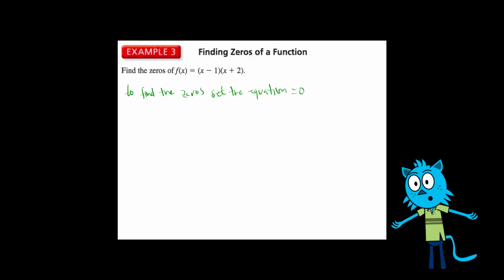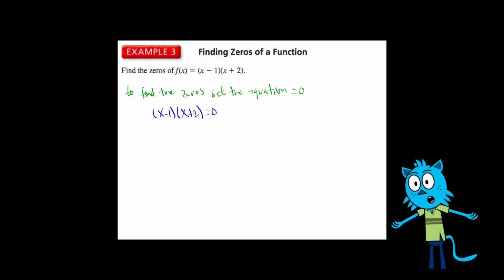Your answers. Let's take a look at example number 3. Finding the zeros of a function. Now, to find the zeros of a function, we have to set the equation equal to 0. Okay? So this is what it looks like. We're going to take that first, it's going to say x minus 1, that quantity times the quantity x plus 2 is equal to 0.